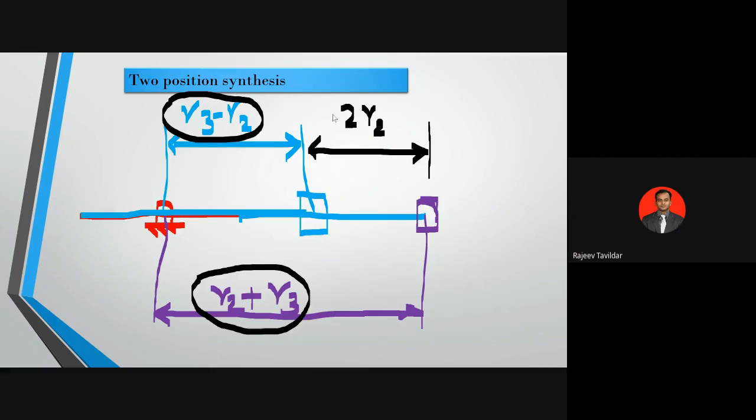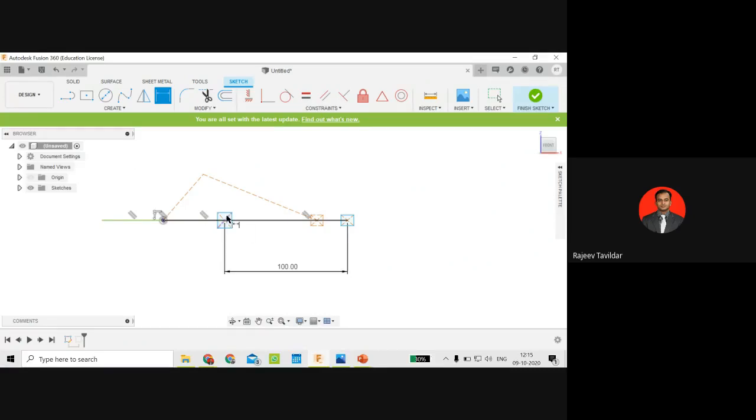Okay, that's what you can also verify in the software. This is the stroke length between two sliders, and I'm getting this as 100 mm because our crank length was 50 mm. So automatically this is 2 times R2, that is 2 into 50. What we are getting is 100.